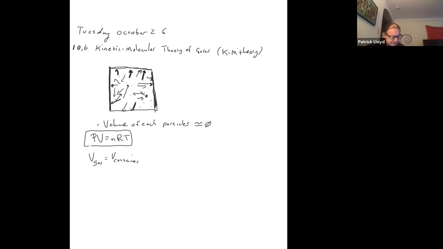Okay. Excuse me. Okay, so volume is very small. So there's the first one. Number two, the molecules are in motion, in random motion.